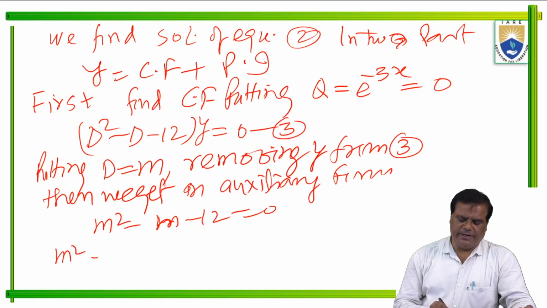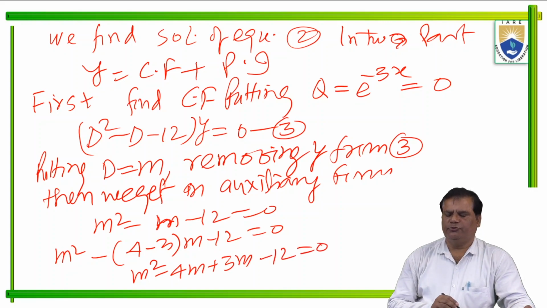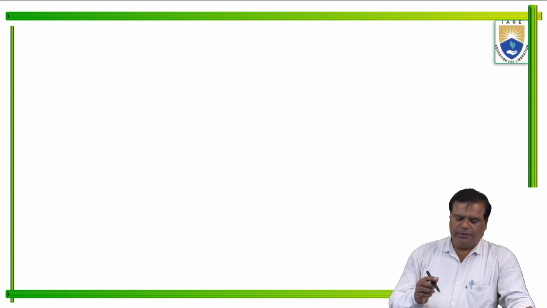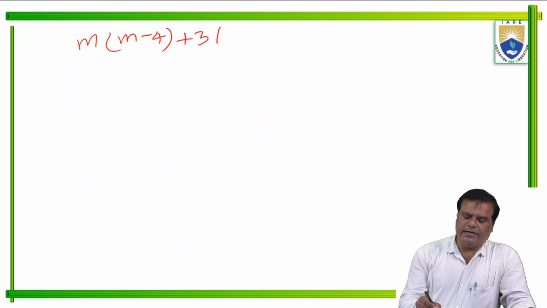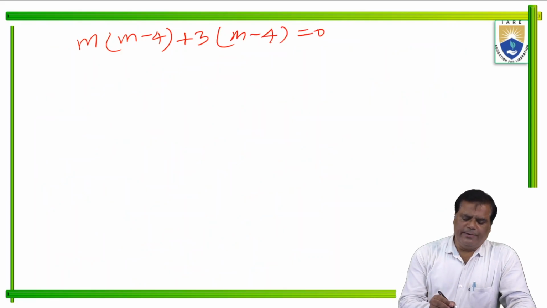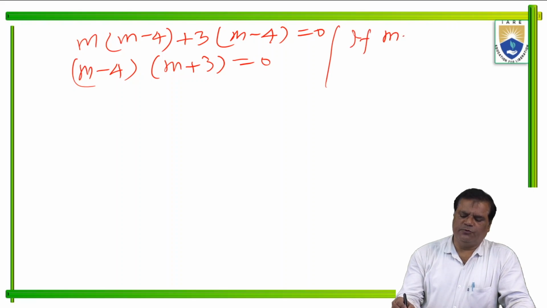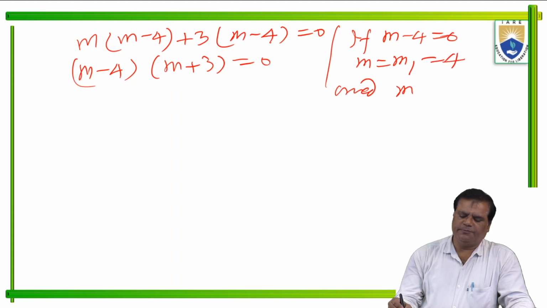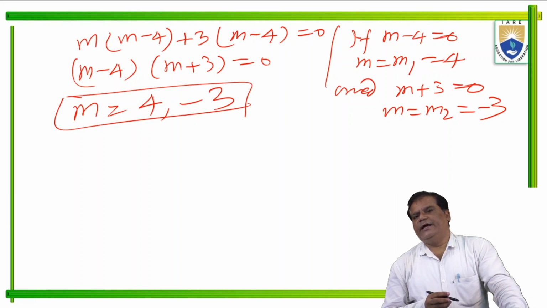Factorizing this, m square minus 4m plus 3m minus 12 equal to 0. So m is common, m minus 4, and next plus 3 common, m minus 4 equal to 0. So m minus 4 is common and m plus 3 equal to 0. If m minus 4 is 0, then m equal to m1 equal to 4, and m plus 3 equal to 0, m equal to m2 equal to minus 3. So the values of m are 4 and minus 3. So the roots of m are different.